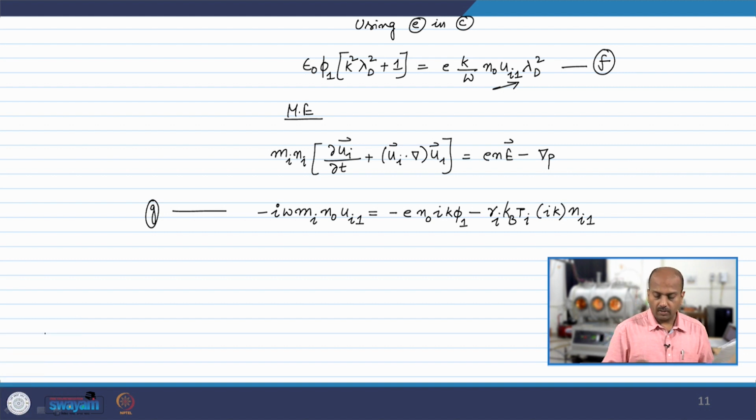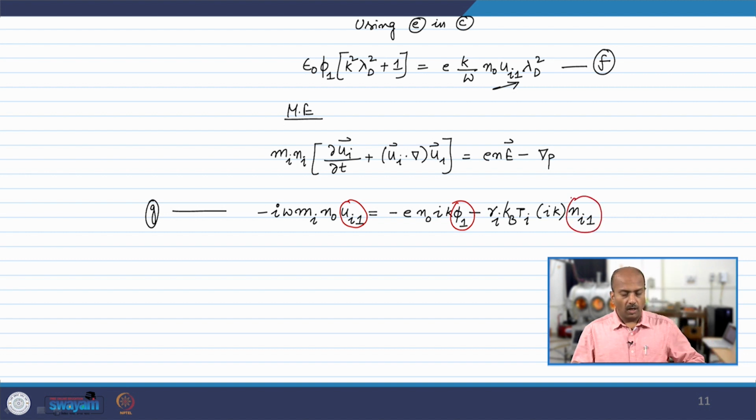What is it that we are trying to do? We have phi 1, right? We have ni1, we have ui1. Is there anything else which is a perturbed part which needs to be eliminated? No. We have only phi 1, ni1, and ui1. So ultimately, when we derive the dispersion relation, it will be in terms of omega and k and temperature Kb, etc. But it cannot be in terms of these perturbed variables, right? Now we have to eliminate this.